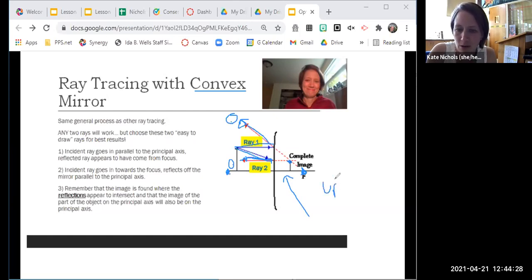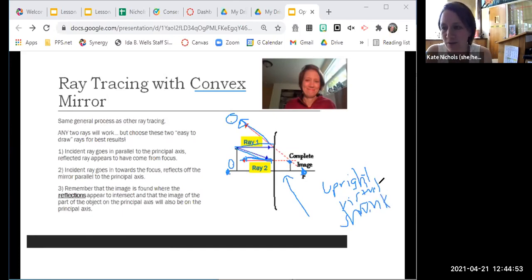Okay, so those devices only create a very limited type of image. Diverging devices always create the same kinds of images: upright, virtual, and shrunk. The other devices can create a wide range of different kinds of images. The converging devices create all the kinds of images, so you have to be a little bit more precise about them. But this is a shortcut sometimes when you're dealing with diverging devices.